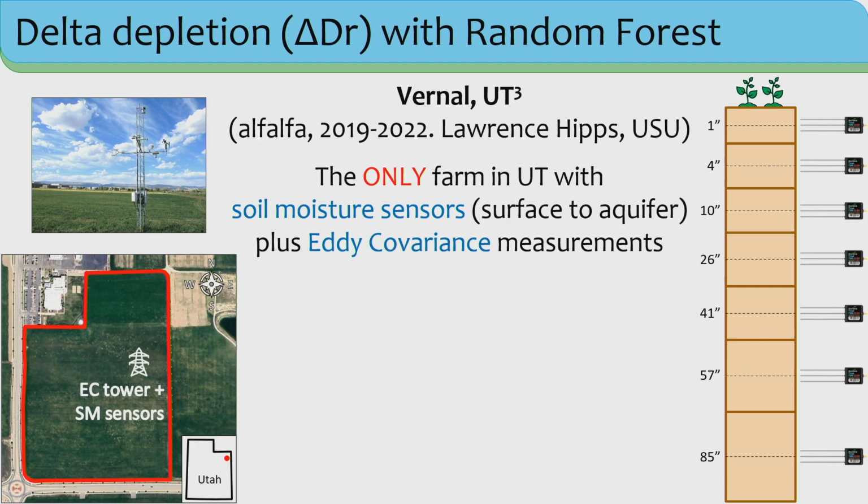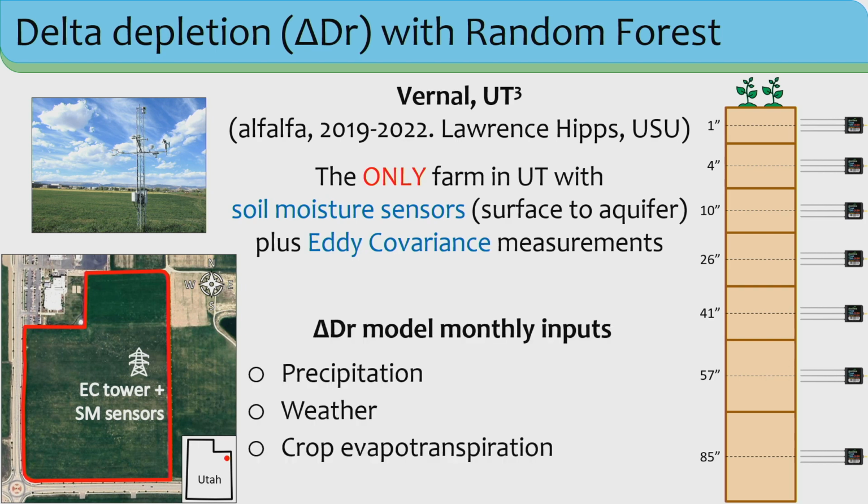Now, this is the only site, and for now we're going to consider that this site can approximate what's happening in similar Utah fields. We found out that there is a relationship between crop evapotranspiration and the changes in soil water storage, but it also needs additional help to describe that behavior from occurrence of precipitation and also weather patterns happening during the evaluated month.